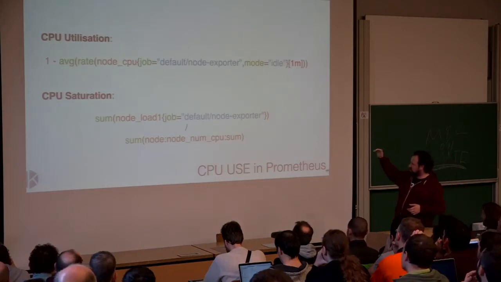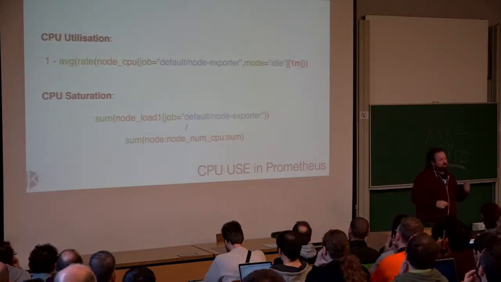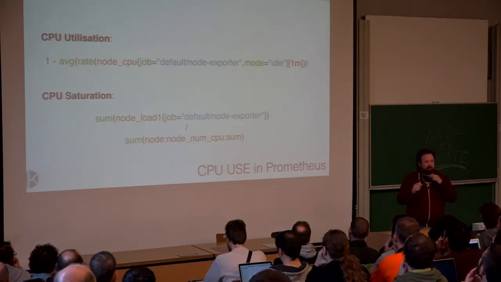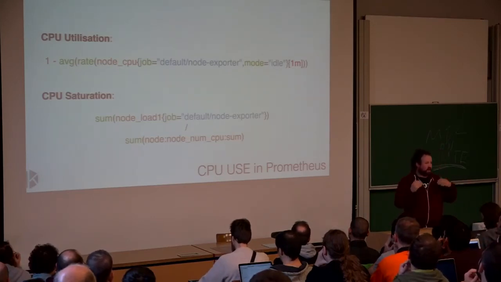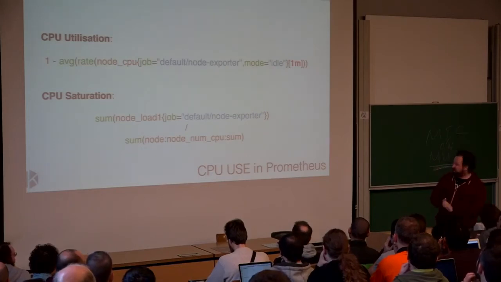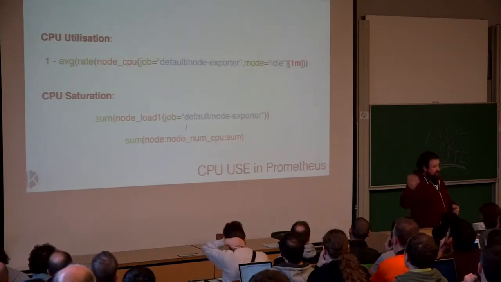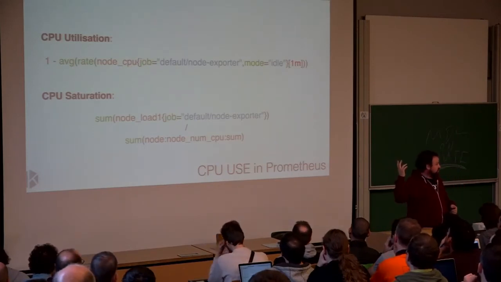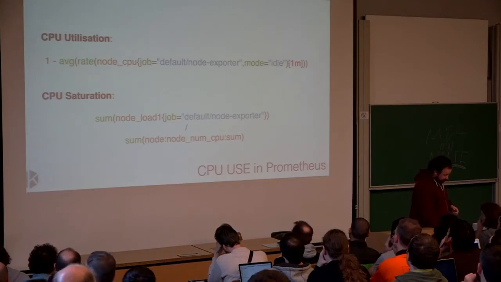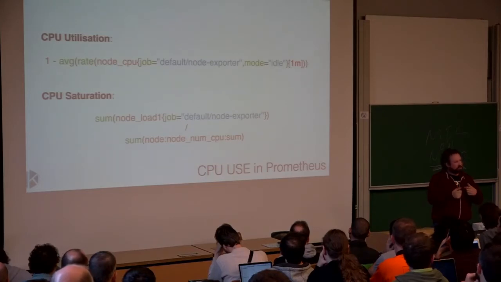Here, I like to normalize my saturation by the number of CPUs, so I can have no units on everything. So I know 100% is bad, above 100% is terrible, below 100% is easy. That is why I've divided it by the number of CPUs. You'll notice there is no way of measuring error rates on CPUs. We did have an idea of using mtail to grep through dmesg and look for machine check exceptions.